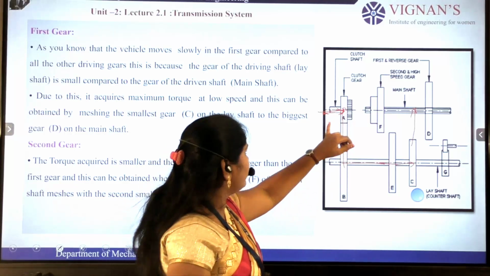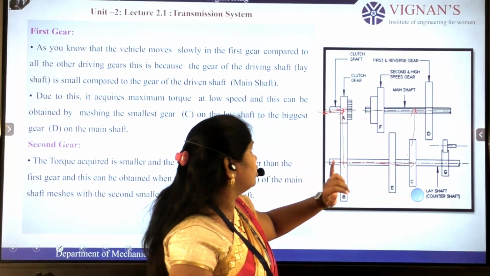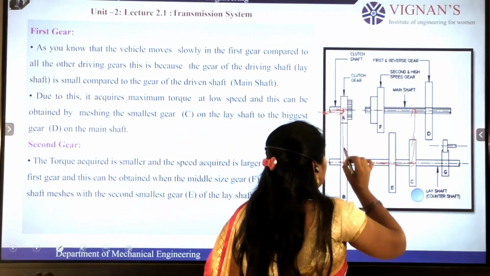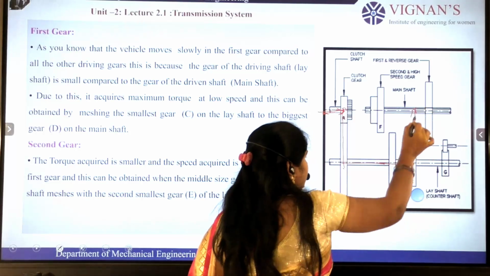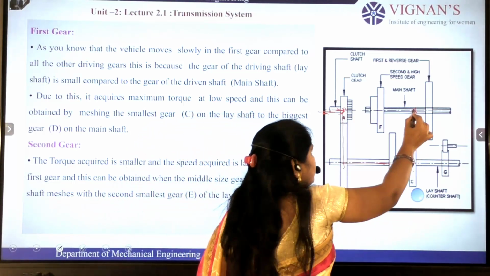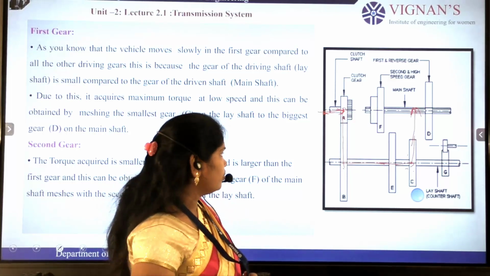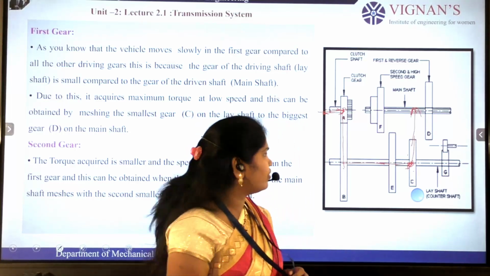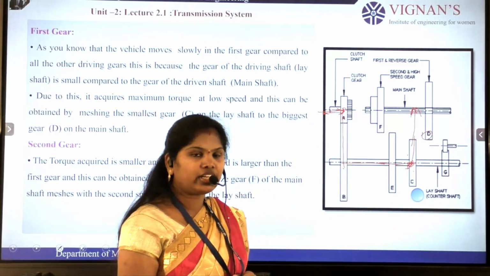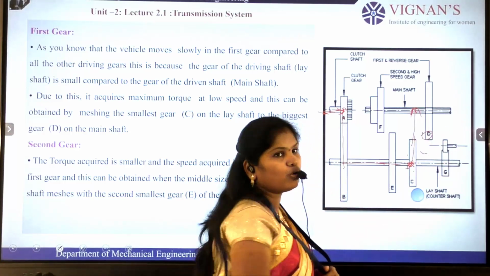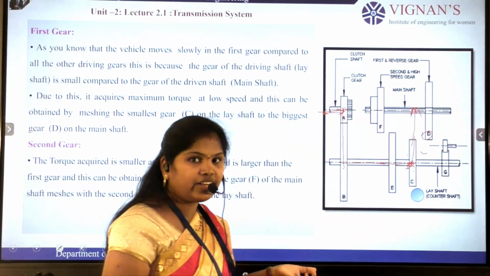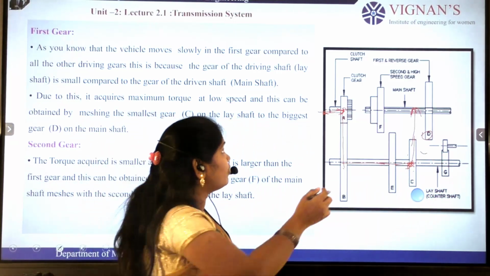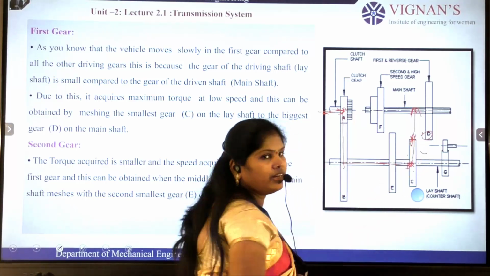In the first gear we have A to B, B to C, C to D. Here the speed is less. In this case this is the drive gear and this is the driven gear. The drive gear has fewer teeth and the driven gear has more teeth. We'll discuss this in gear reduction. So here the speed will decrease and torque will increase. In the first gear the speed decreases.